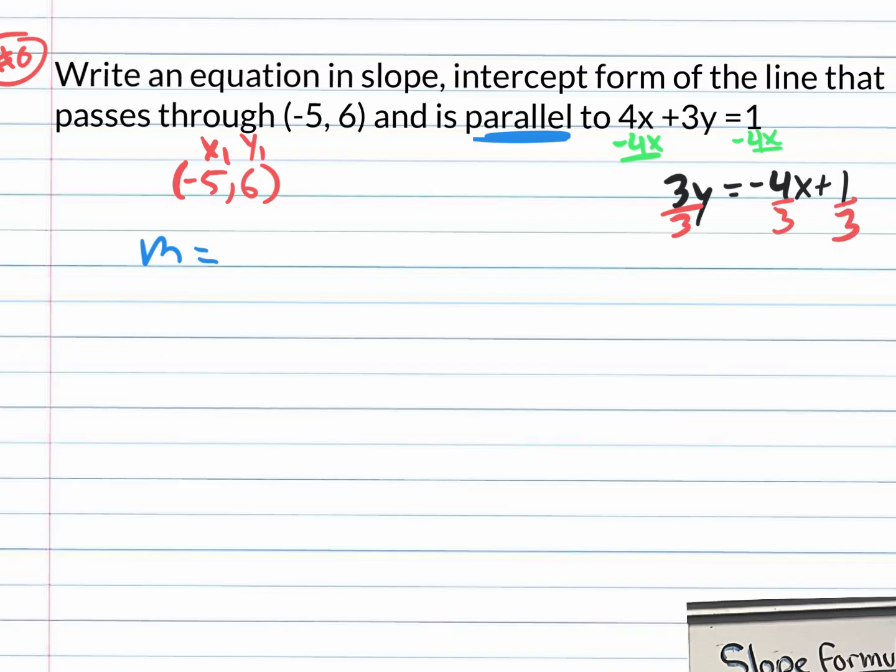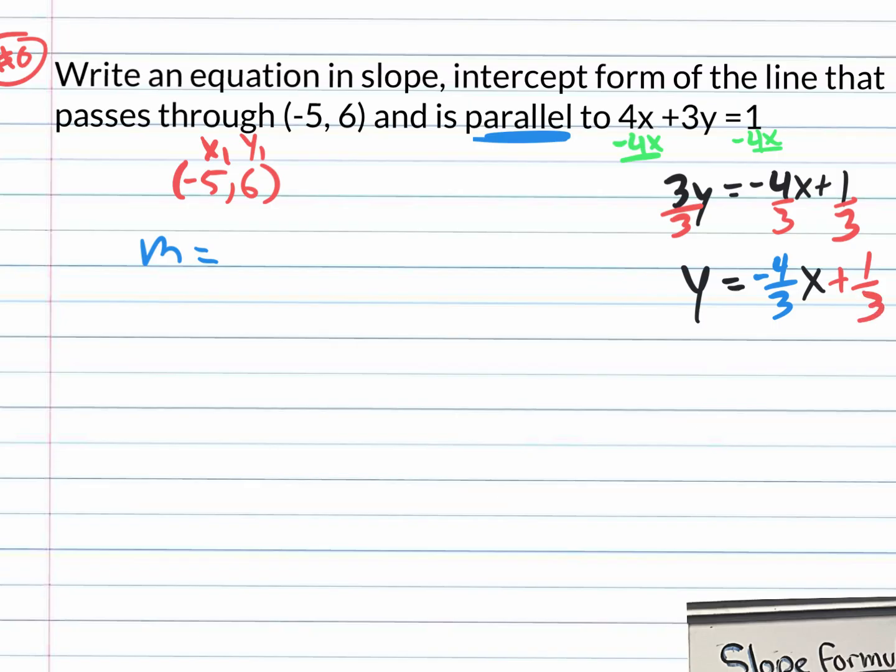And ladies and gentlemen, this is our slope-intercept form equation. y equals, the slope is negative 4/3. Of course, there's an x right next to the slope, and the b value happens to be plus 1/3. Now, that's not a problem because they're not asking us to graph it.